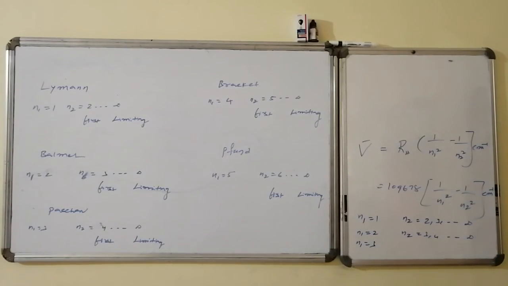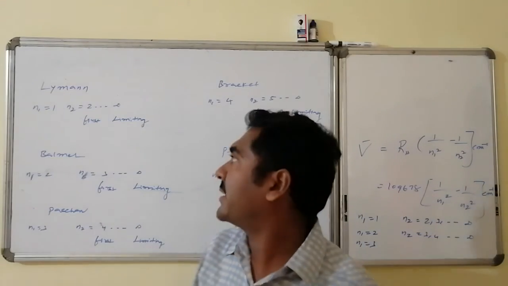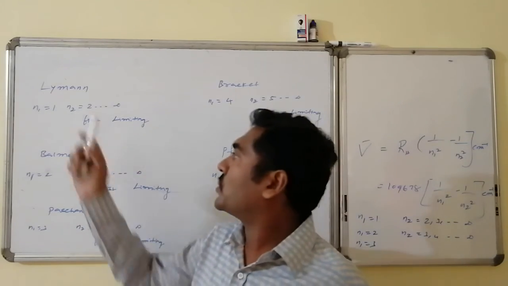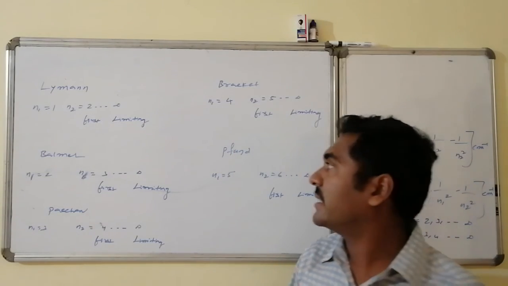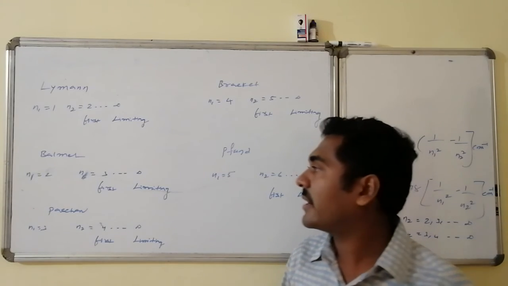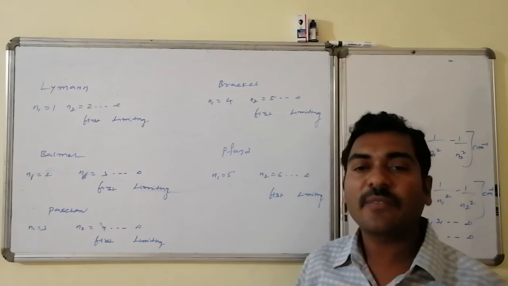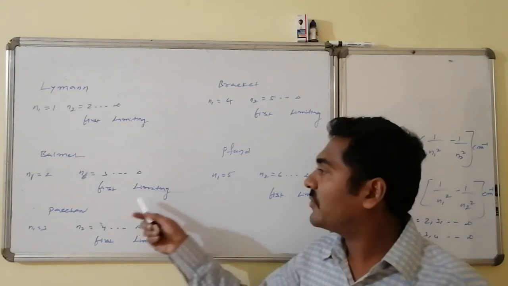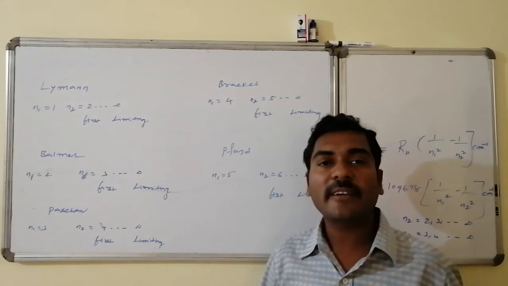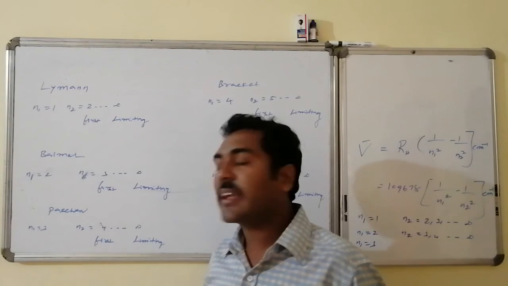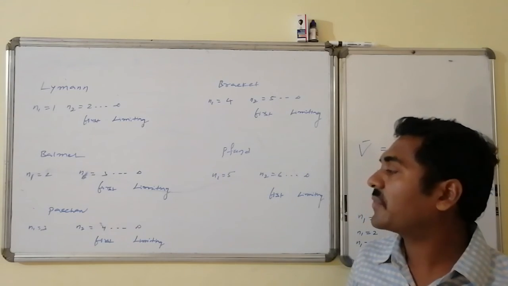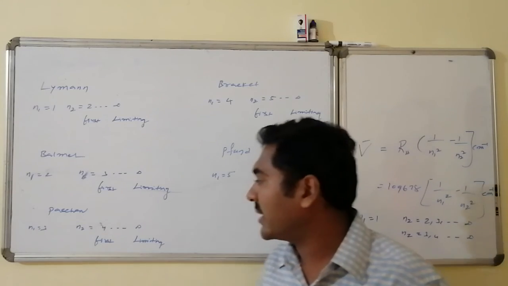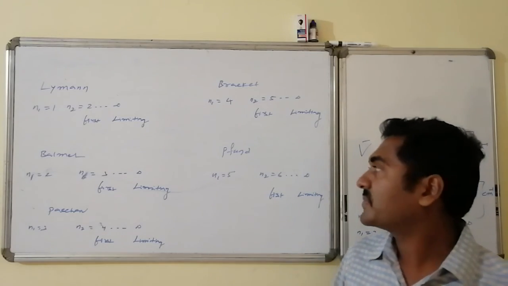So therefore, in calculations, Lyman has n1 value as 1, always fixed, and n2 is 2, 3, 4 up to infinity, whereas this 2 to 1 is the first line and infinity to 1 is the limiting line. Similarly, Balmer has n1 equal to 2 and n2 equal to 3, 4, 5 up to infinity. 3 to 2 de-excitation is the first line, whereas infinity to 2 de-excitation is the limiting line. Similarly, Paschen has n1 equal to 3 and n2 equal to 4, 5, 6 up to infinity. 4 to 3 is the first line, infinity to 3 is the limiting line.